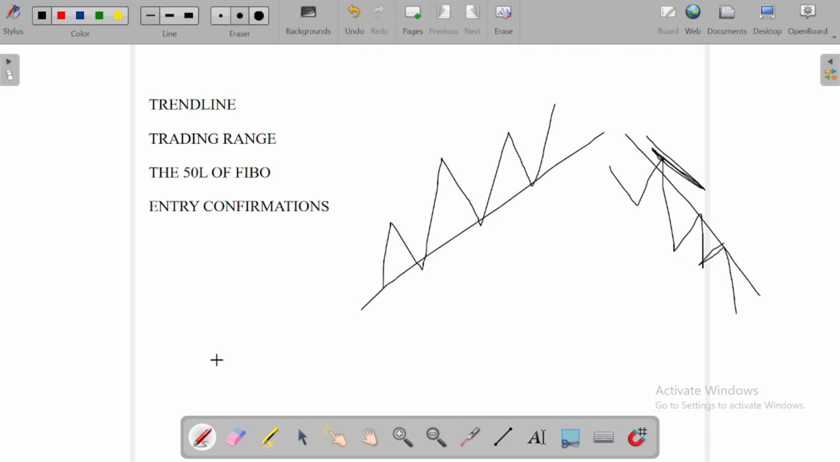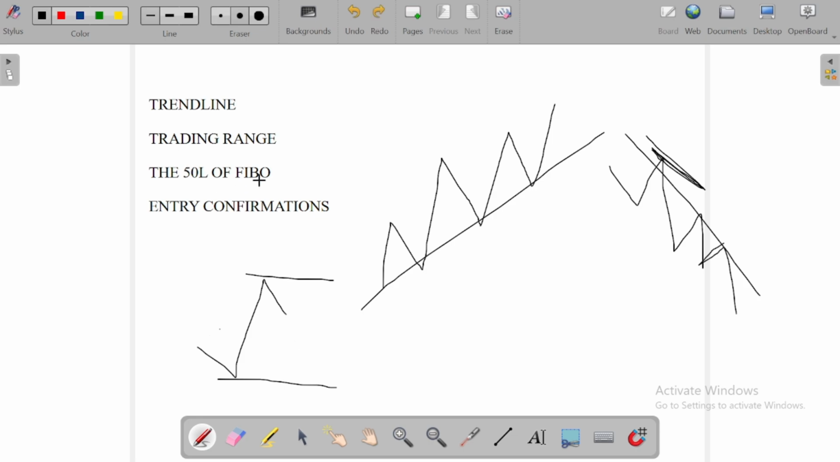Then trading range. What is your trading range? For a bullish trend, your trading range is the recent higher high and higher low. We are expecting the market to reverse below 50 level of that trading range before we start looking for entry. That is why we are making use of Fibonacci level.